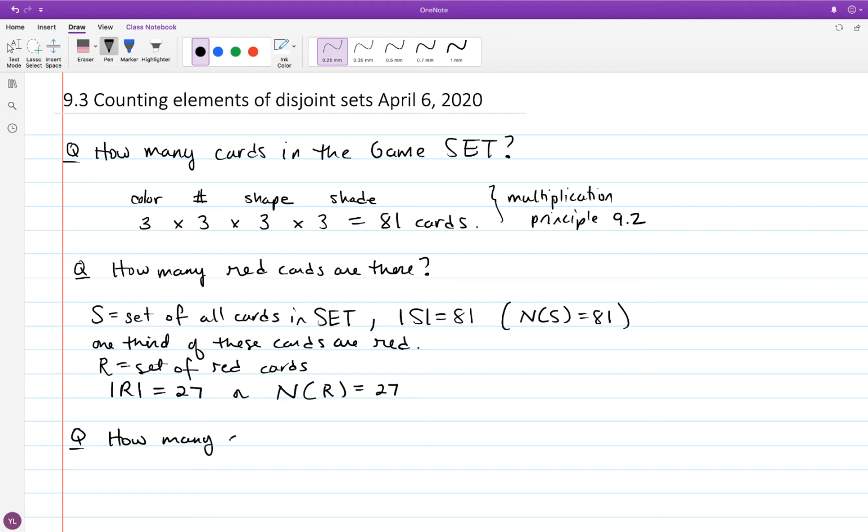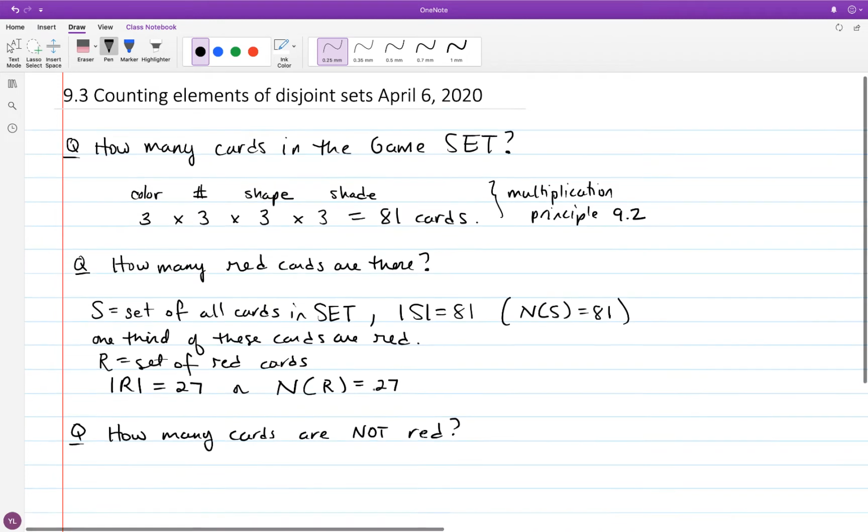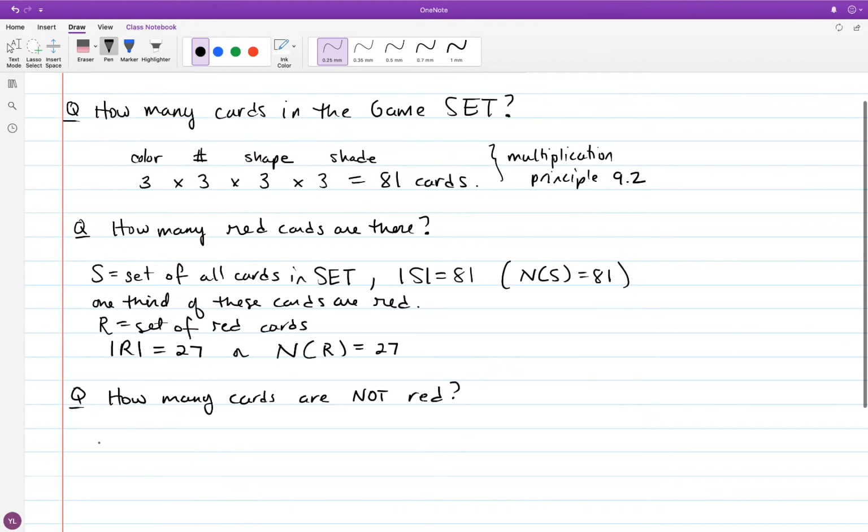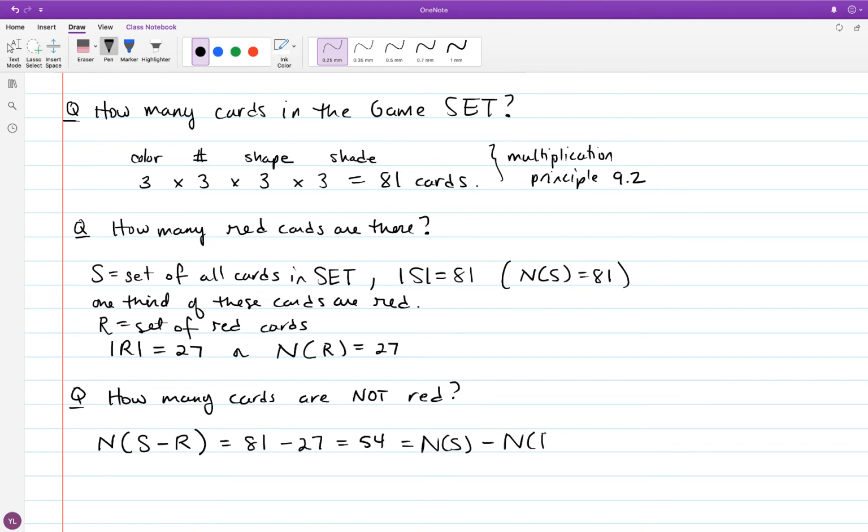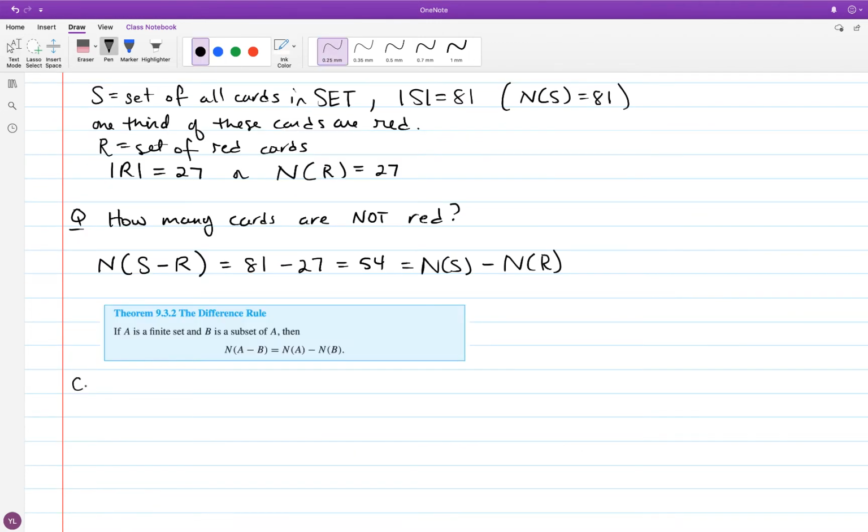So very easy question, right? What about how many cards there are that are not red? Again, this is very intuitive. If I know how many cards we have total, which is 81, and I just counted the red ones to be 27, then the number of cards that are not in the R set, so that would be the number in S minus R, is just going to be 81 minus 27, which is n of S, the number of total cards, minus the number of red cards. This is a general counting principle. If you have a set A and a subset B, and you want to know how many things are in A but aren't in B, then you just take the number of things in A minus the number of things in B.